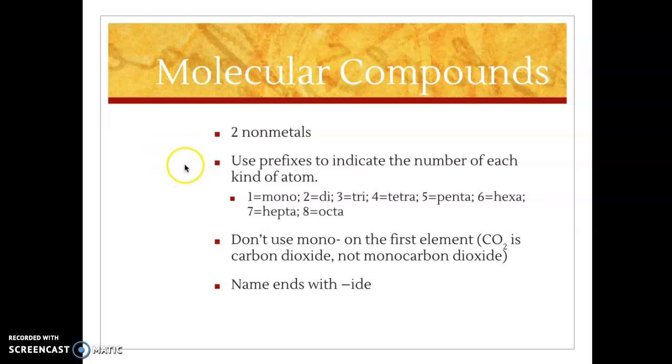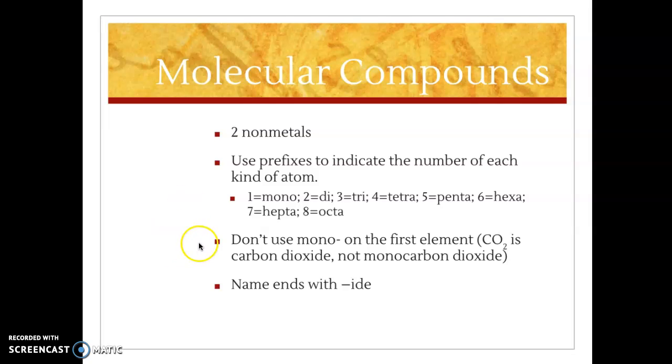Now the thing with this naming method is we have to use prefixes, all right? So we just have to know what the prefixes are. So we use prefixes to indicate the number of each kind of atom, and we want to know the prefixes up through 8, all right? So we go mono, di, tri, tetra, penta, hexa, hepta, and octa. Those are the prefixes that we need to know.